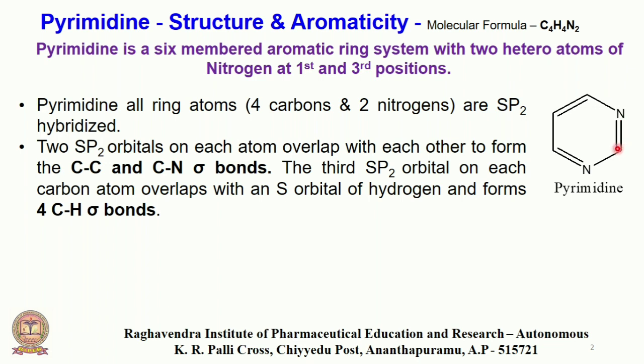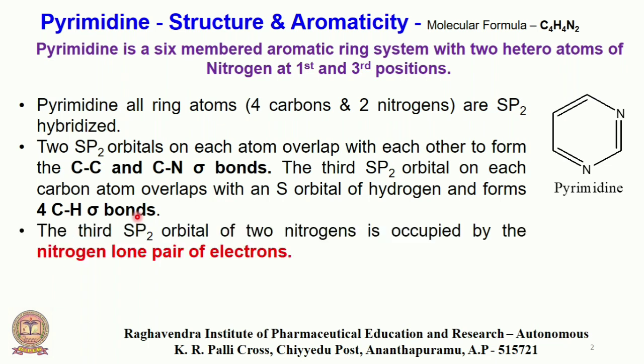The third sp2 orbital of each of the 4 carbon atoms makes a bond with the s orbital of hydrogen, forming C-H sigma bonds. So 4 C-H sigma bonds are formed. But the third sp2 orbital of each nitrogen is not involved in bonding with any atom. It is occupied by a lone pair of electrons.